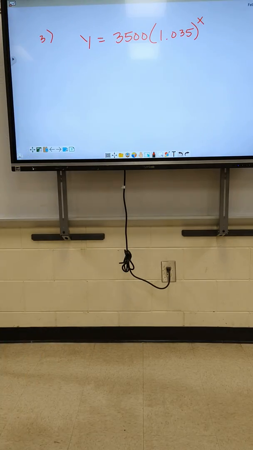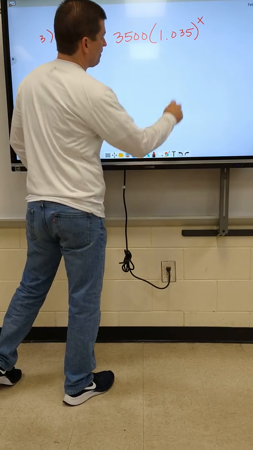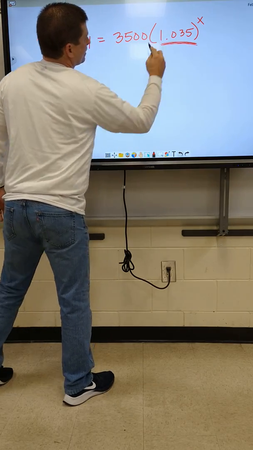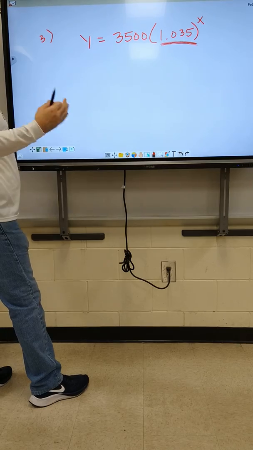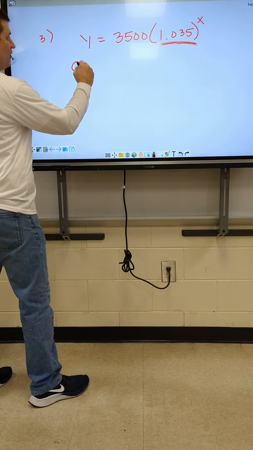Alright, so everybody's looking at number 3 on the back. You gotta look at the problem, look at the equation. Is this a growth or a decay? Growth. How do we know it's growth? Is it literally $1? It gained 35. Okay, it's more than $1. So you're gonna write growth.